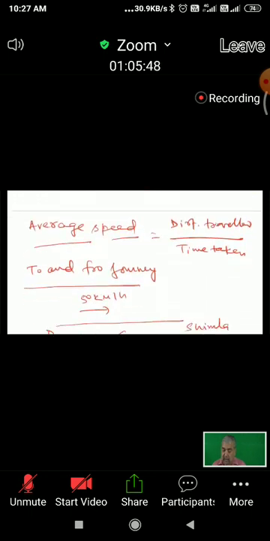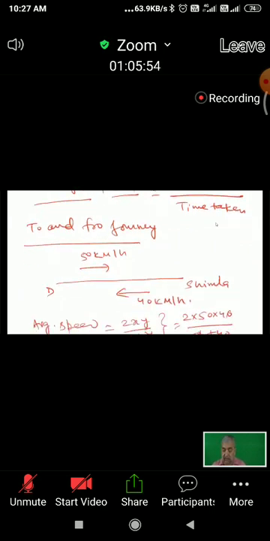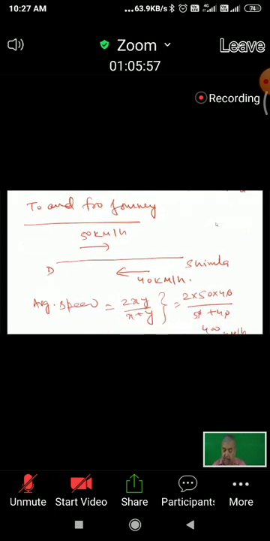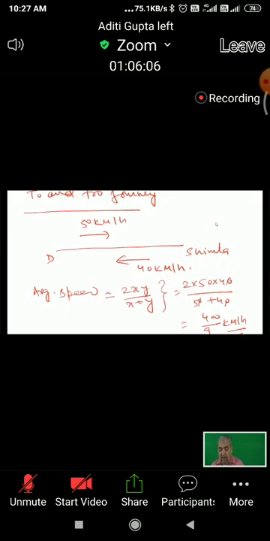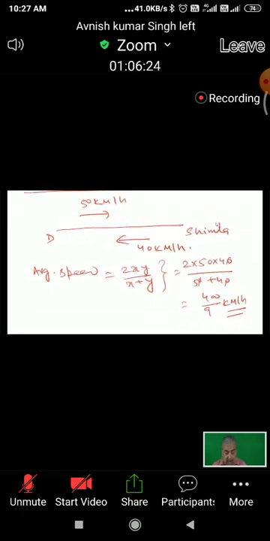Again, I am repeating. Average speed, always remember, is distance traveled by time taken. The first type of question I have taken here is the to and fro journey. From Delhi to Simla, someone goes with a speed of 50 km per hour and returns with a speed of 40 km per hour. For this type of to and fro journey, there is a formula, that is 2xy by x plus y, where x and y are the speeds. So put 50 in place of x and 40 in place of y, and if you calculate, this is 400 by 9 km per hour. You can cancel one 0 from numerator and denominator both.